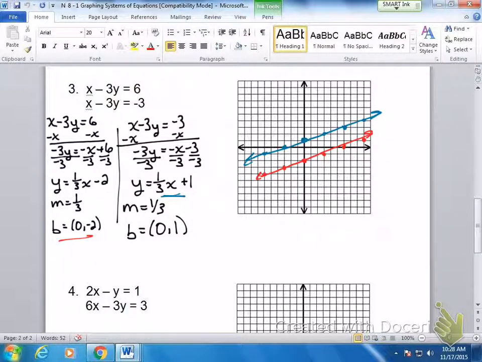Now, if we look at these, we can probably tell what kind of lines they are just by their slopes. It looks to me like they may be parallel. So I look at the slopes, they are equal. So these lines are parallel. I'm going to write that right here. And if lines are parallel, will they ever intersect? Well, no, they won't. So that means we're not going to have any solution. So my answer to this one is no solution, they never intersect.